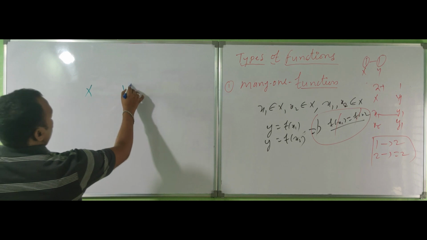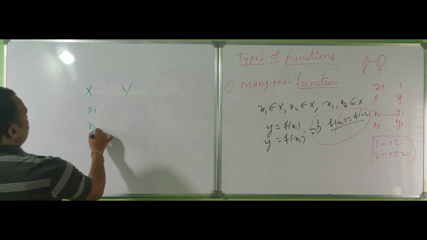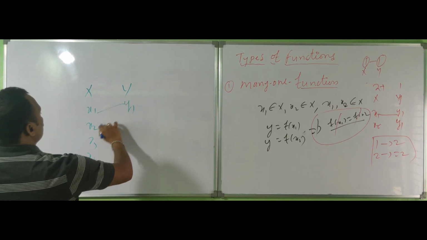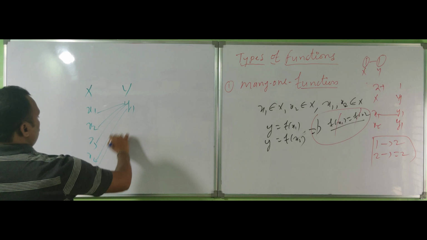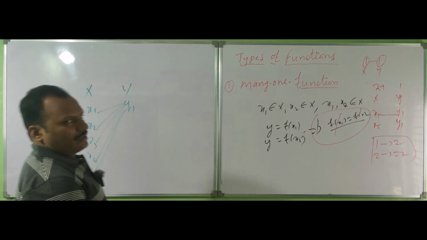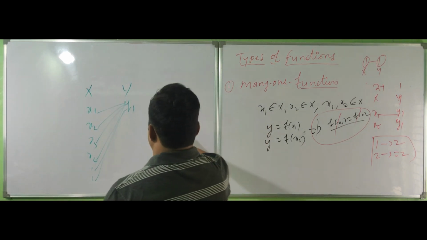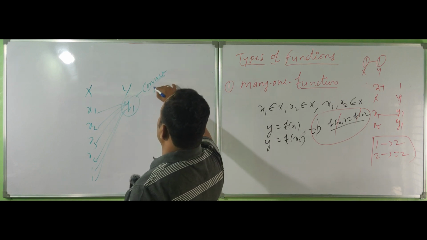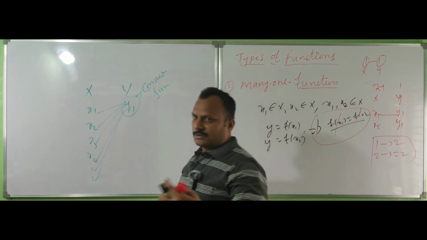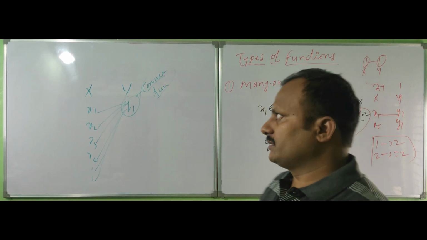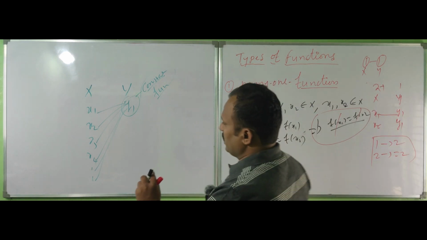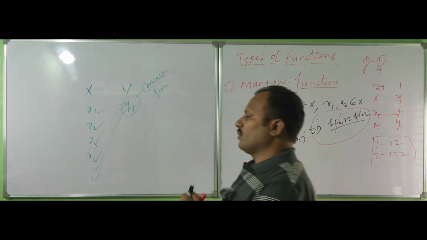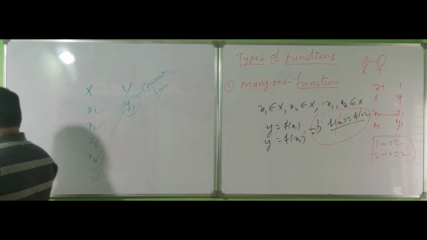Clearly, I am taking x1, x2, x3, x4, and this is y1. Two or more. This is called only constant functions, you can tell like that. It is called a constant function. In the examples, you came to know what a many-one function is: two or more elements of x can have the same images in y. That is the many-one function.